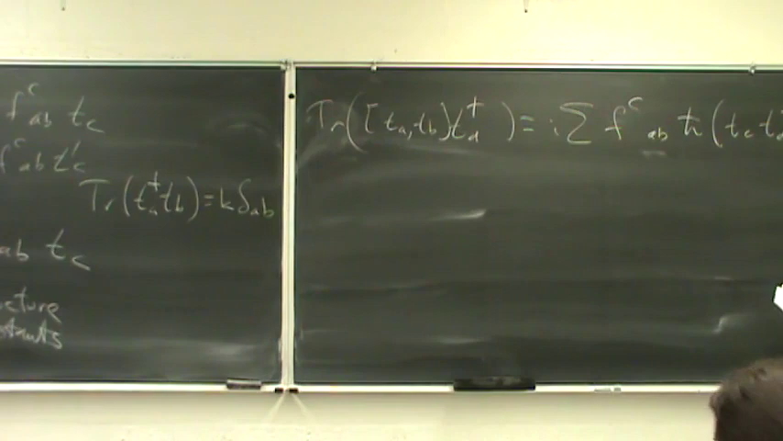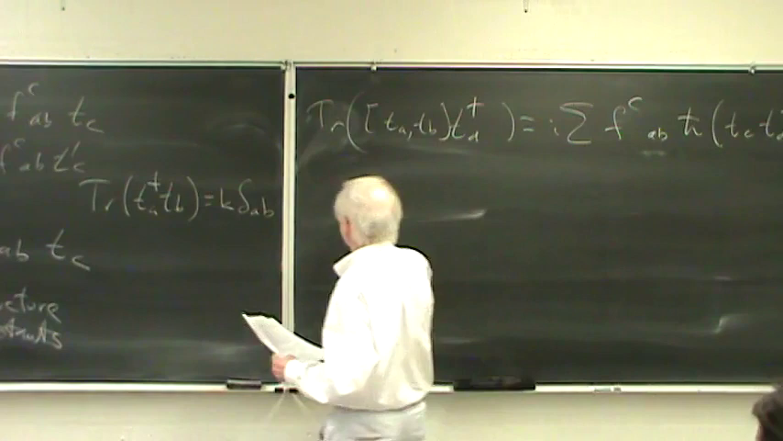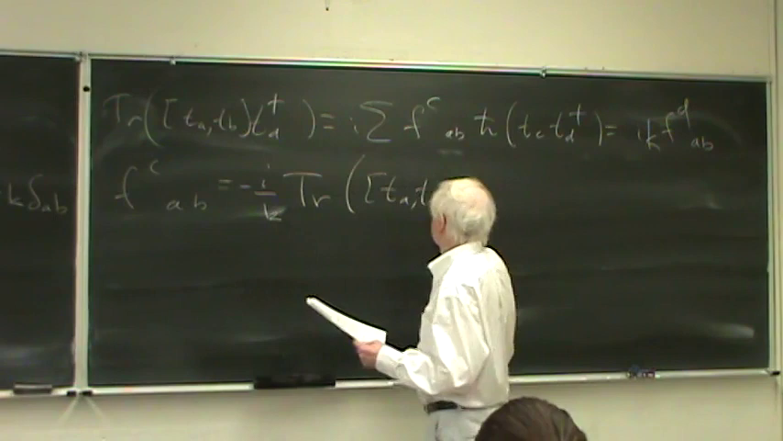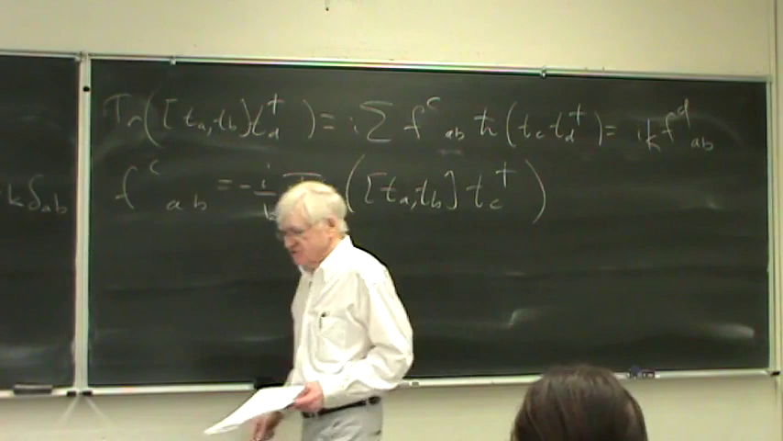And from this one you can derive a formula for the structure constants. FCAB is minus I over K trace of the commutator TA, TB, TC dagger. So that's the general formula for the structure constants for any Lie group.